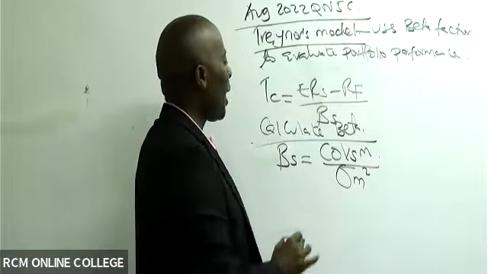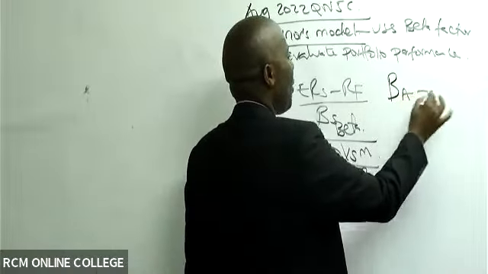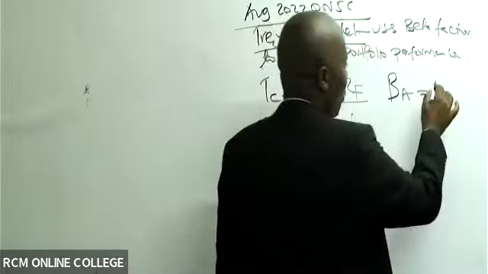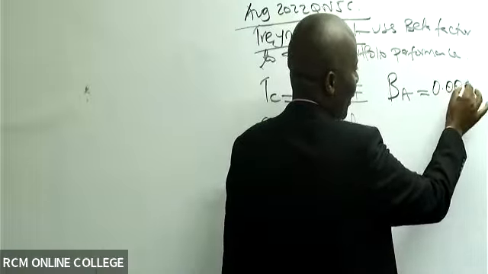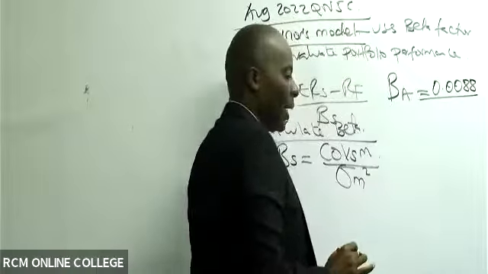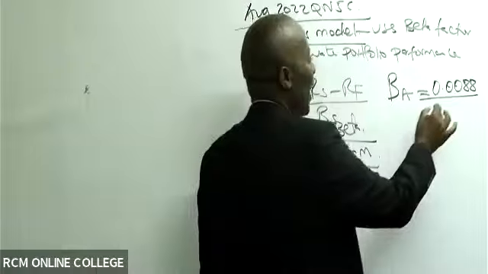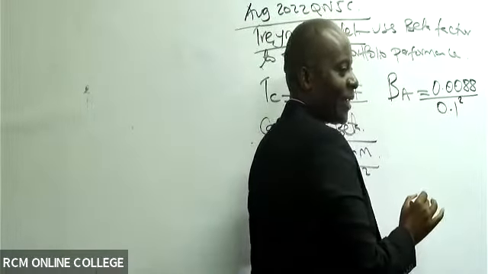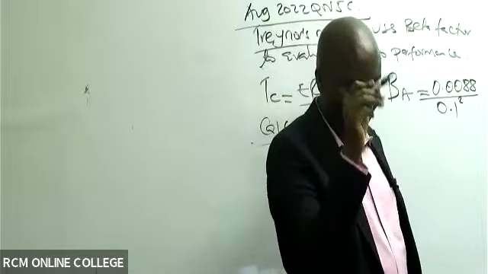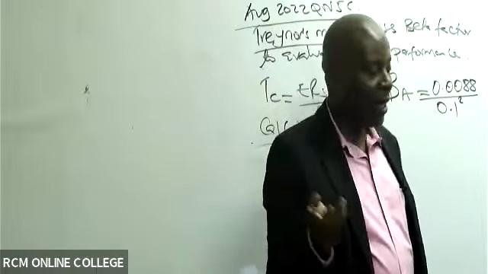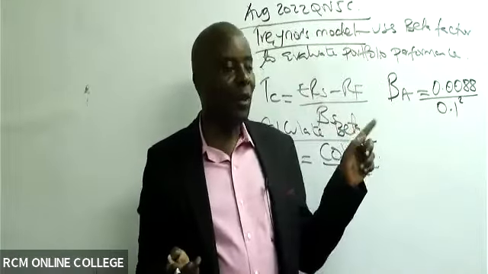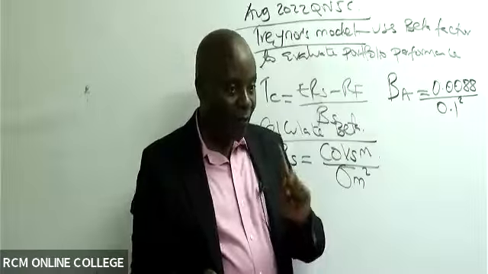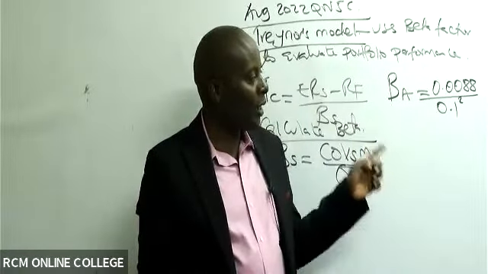So have they given me, for A, the covariance between A and M? What is that covariance? 0.0088 divided by the standard deviation of the market, which is 10, so 0.1 squared. Do you know why I'm putting this as 0.1 and not 10? It's because the covariance has not been given in form of percentage. So I also must make this a normal number. This covariance has been given as a real number, so even our standard deviation has to be a real number.